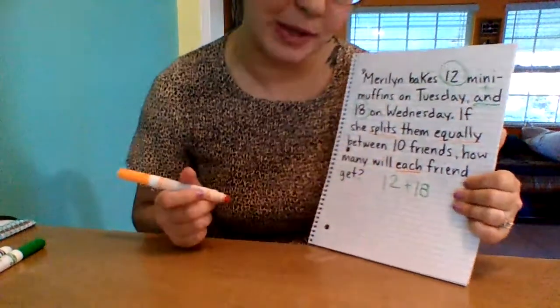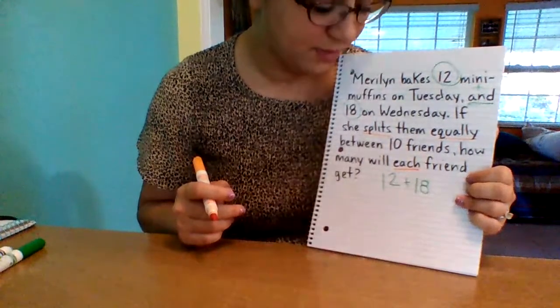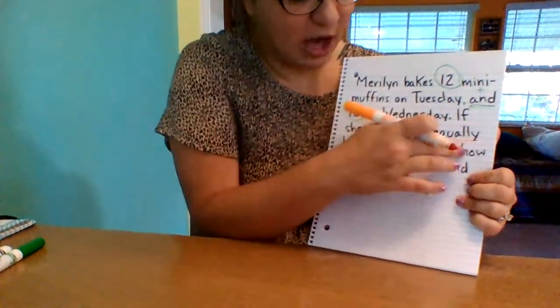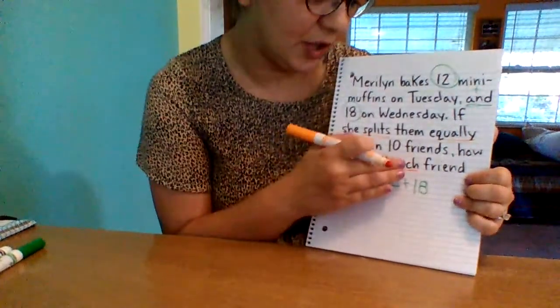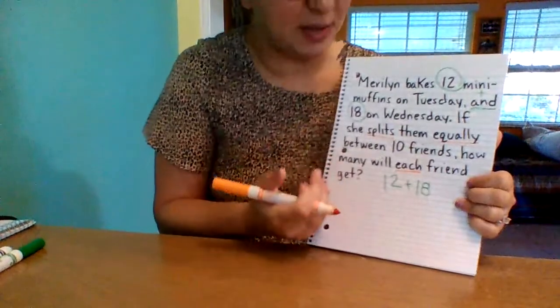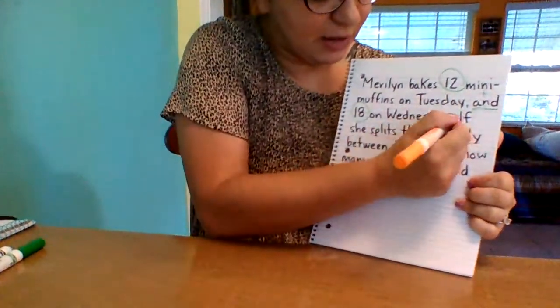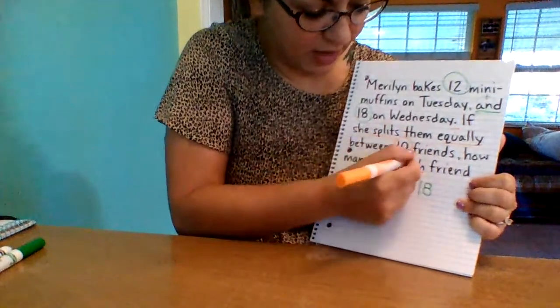There are some words that clue us in here, like splits, equally, and our each is in a very special place in the question. Does anybody notice where the each is in this question? It's in the how many question, right? How many will each? When we see each come after the phrase how many, we know that we're almost always going to be dividing when that happens. So there's a few clues that we're going to be dividing by 10 here.